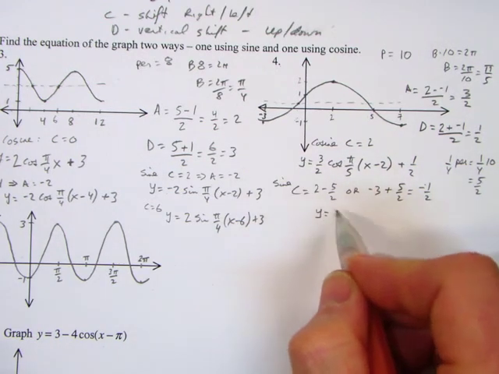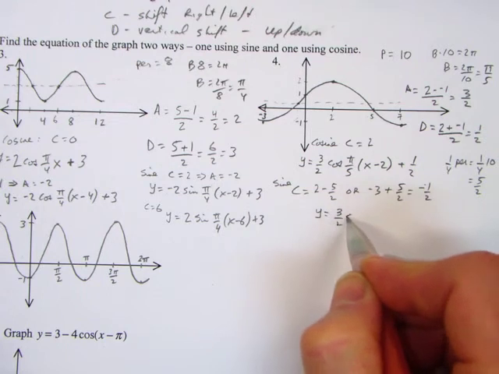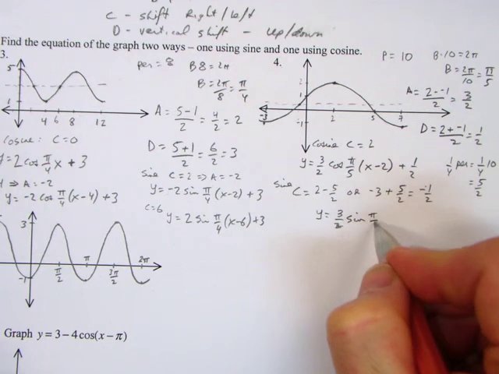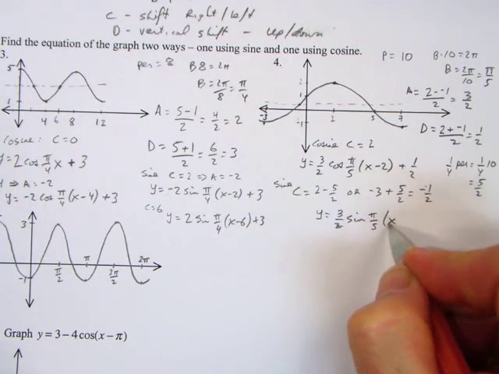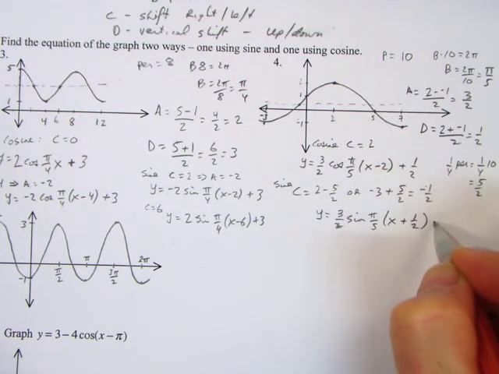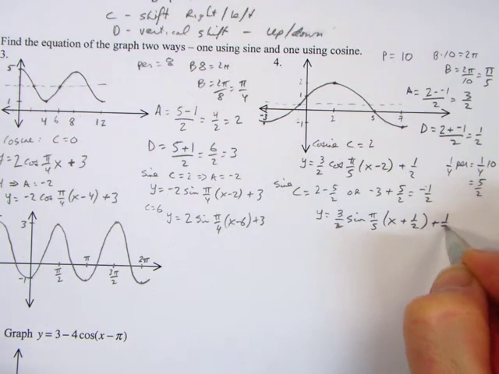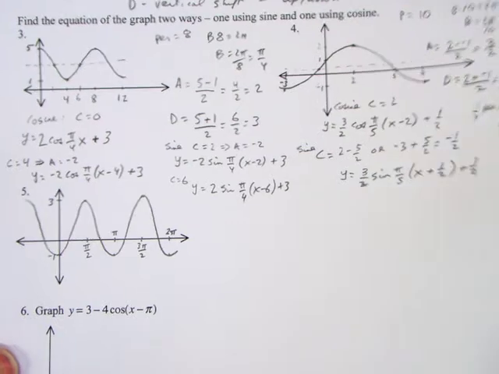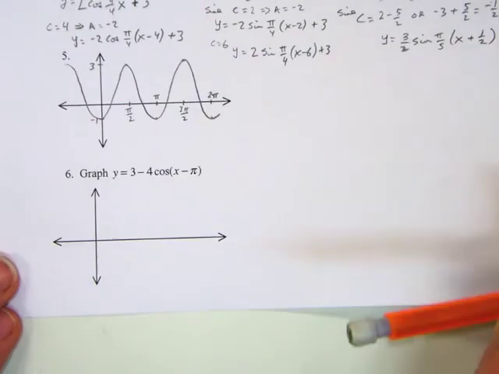So we have y equals, again, most of the stuff will be the same. The a value, we're going up, it's positive. Pi over 5 times the quantity of x plus 1/2, and then we have plus 1/2 on the outside. And just like the previous one, we could write multiple equations for it, but we're just going to do one each.